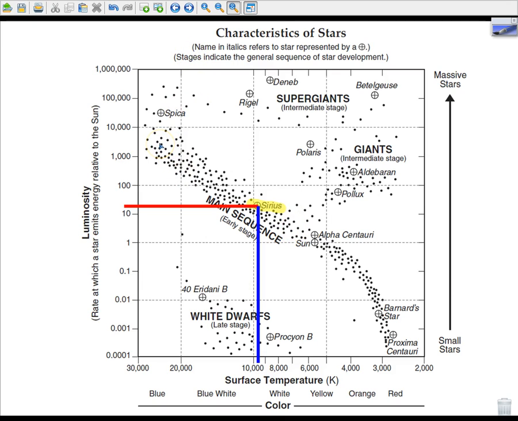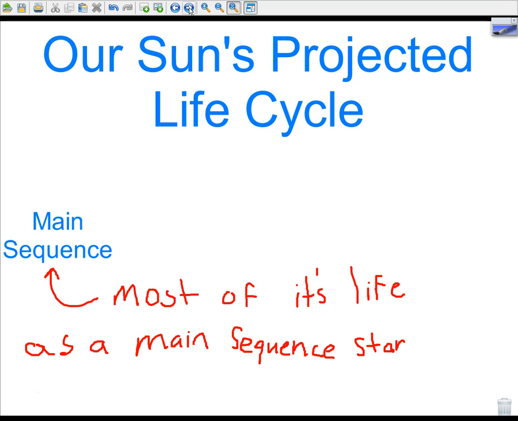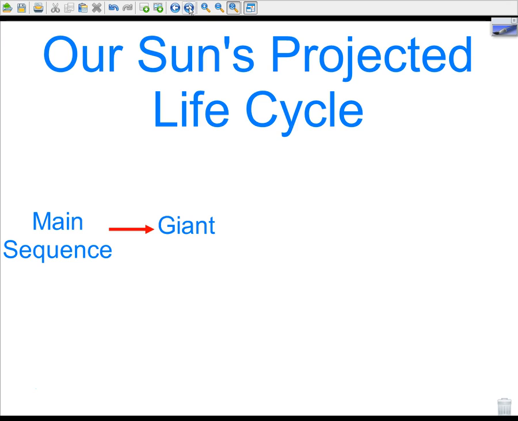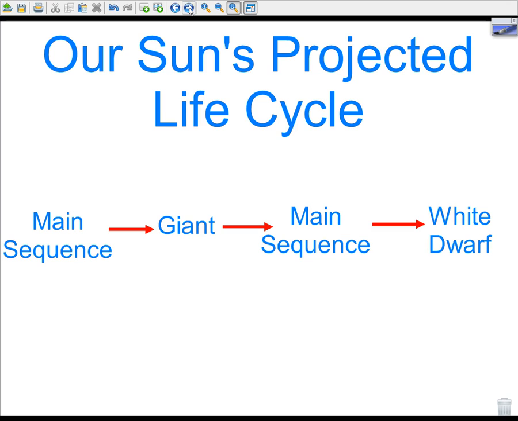Or if we give you the temperature and the luminosity, you should be able to tell us what type of star it is. Okay? So, let's go back to our sun. The projected life cycle of our sun will be a main sequence star, which it currently is right now, and you can see in that amazingly beautiful handwriting, most of its life is spent as a main sequence star. It will then become a giant. After that, it will actually become a main sequence star again, and we'll talk more about that in class, and then eventually becoming a white dwarf.